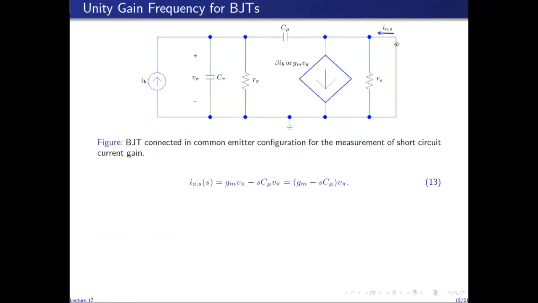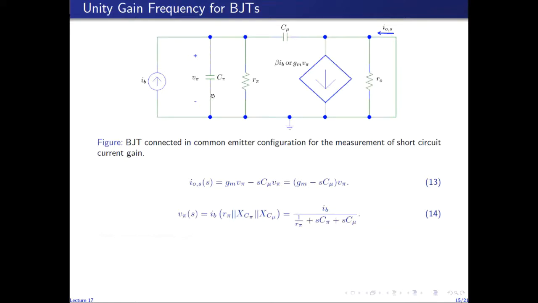Because R naught is shorted out, R naught won't contain any current. So IOS plus this current gives us GM V pi. So IOS can be written as GM V pi minus the current flowing through C mu, which is S C mu V pi. On the other hand, we can write V pi as the current flowing into the base times the impedance at the base.